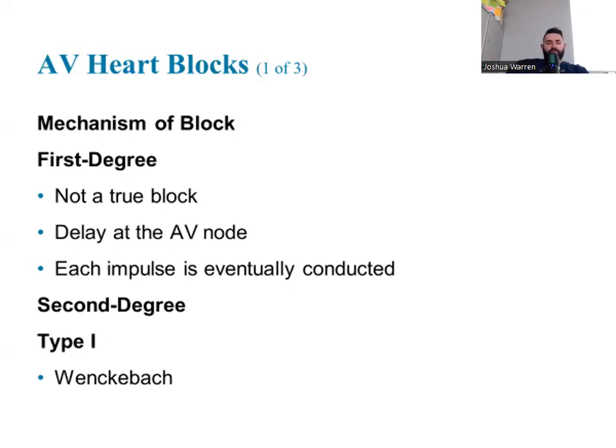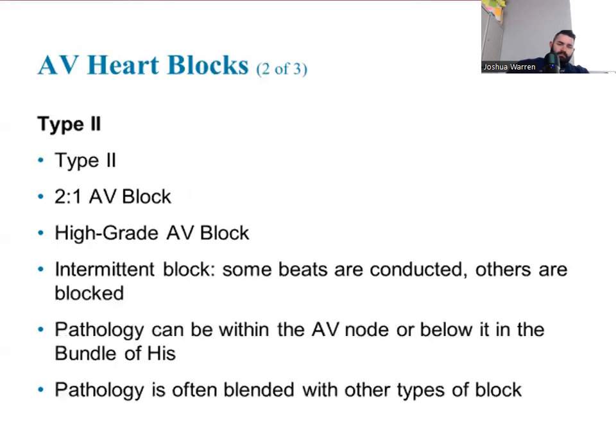Type 2, second degree type 2. I've only seen a couple in my career. They're not very common, at least in my knowledge. You might be one of those lucky guys that sees them every day. I don't know. Second degree type 2 is a high grade AV block. It's an intermittent block where it goes between stopping whole conductions and allowing others through.